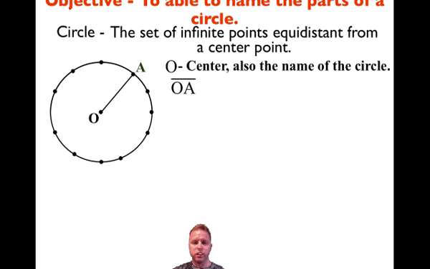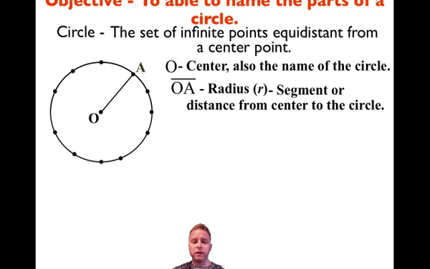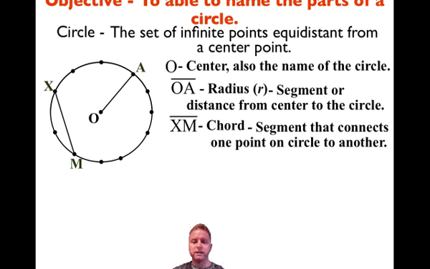The line segment OA is called a radius. The abbreviation is R. And that's a segment or distance from the center to the circle. Line segment XM is called a chord. And that's a segment that connects one point on the circle to another. And there are an infinite amount of chords that you could have.